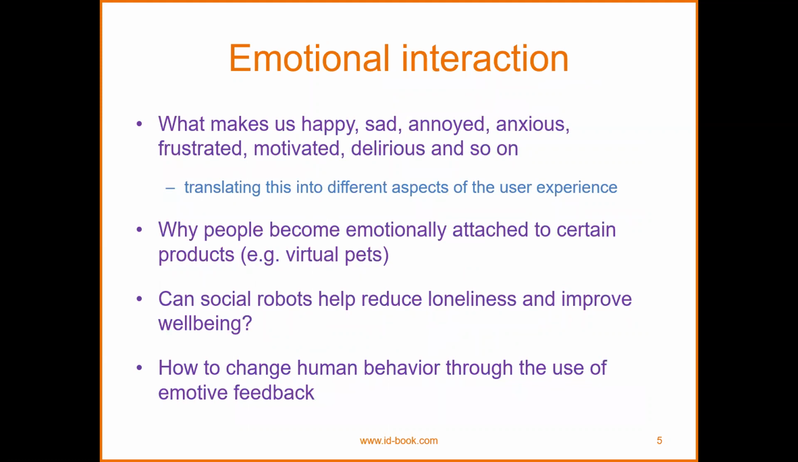So for emotional interaction, what makes us happy, sad, annoyed, anxious, frustrated, motivated, delirious, and so on. It's all about the user experience, what a person experiences. Why do people become emotionally attached to certain products, virtual pets, and so on? Can social robots help reduce loneliness and improve well-being? These robotics, these Arduinos, can help the functionality of a person. Some are yes, some are not. So how do we change human behavior through the use of emotive feedback?